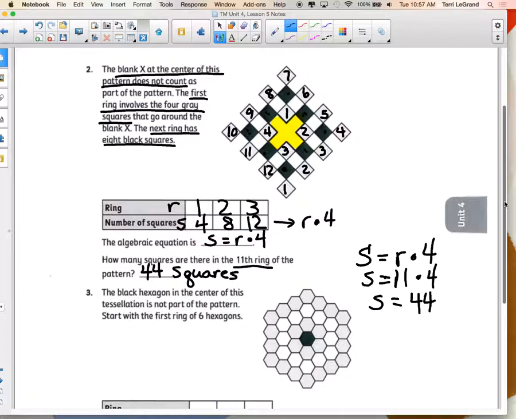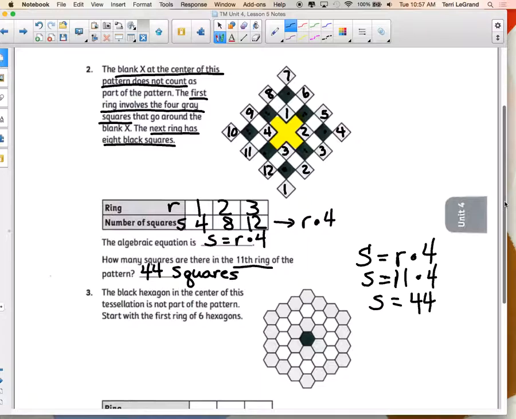Okay, can anybody tell me, will there ever be an odd number of squares in the ring? No. Looks like we have 4, 8, 12, 44. Will it ever be an odd number? No, it won't. Okay.